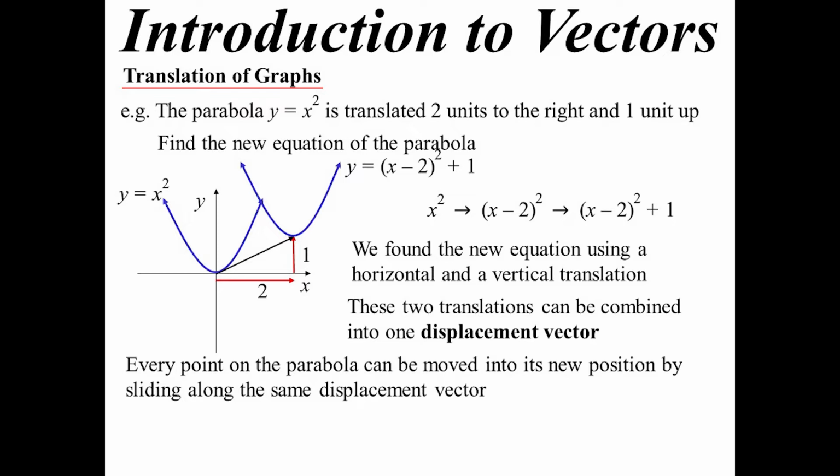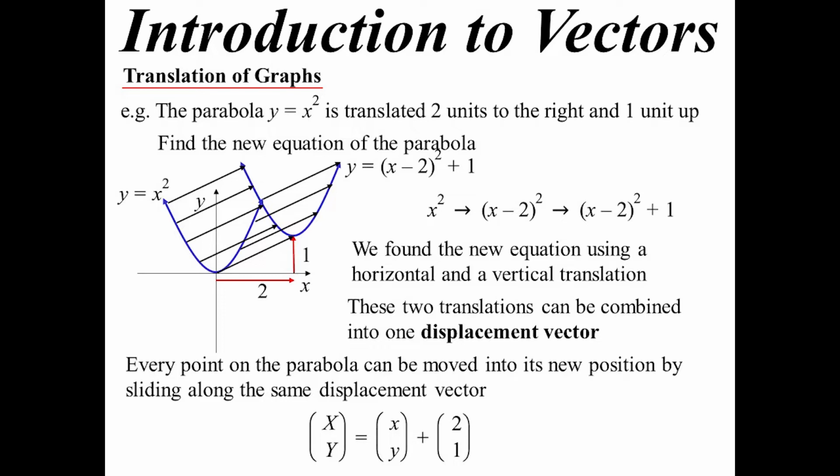And the beauty of using vectors is every single point can be done like that. So theoretically, every single point, I could move in the same direction and eventually I'd end up plotting the new parabola. But every one of those black vectors is identical. They all have the same length. They're all at the same angle to the x-axis.